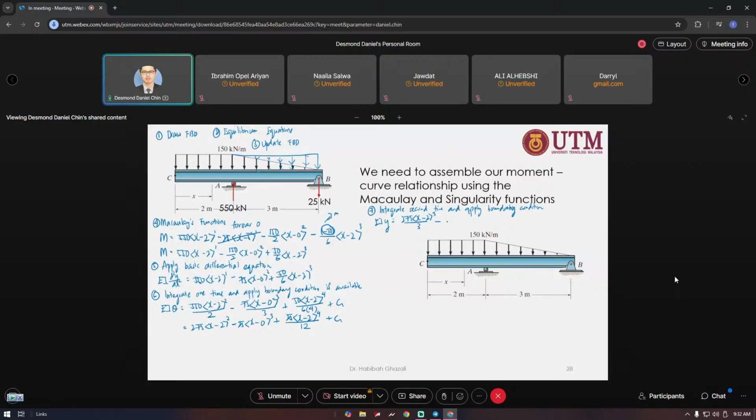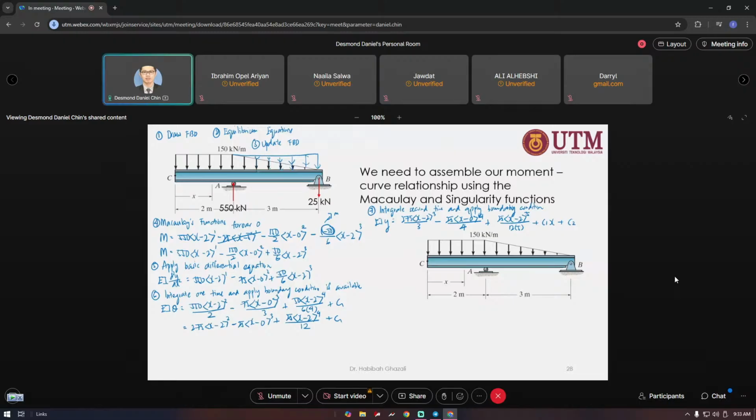Minus 25 x minus 0 to the power of 4 divided by 4 plus 25 x minus 2 to the power of 5, divided by 12 times 5, plus C1x plus C2. Am I right? Yeah. Okay, good.